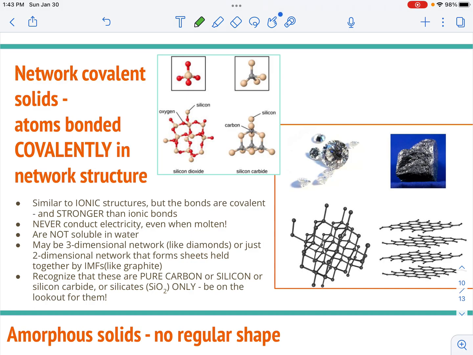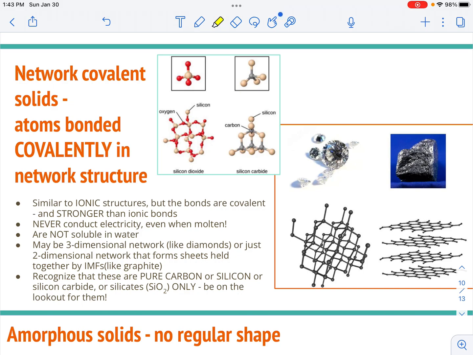And unlike most ionic compounds, they are not soluble in water. This is because these are covalent bonds strongly holding together those atoms in a network, a bunch of atoms that are not even considered individual molecules. So there's not really a way for the water to get in between and form new attractions, or for them to break off and get in between the water and form new attractions, which is what has to happen in order for it to dissolve.